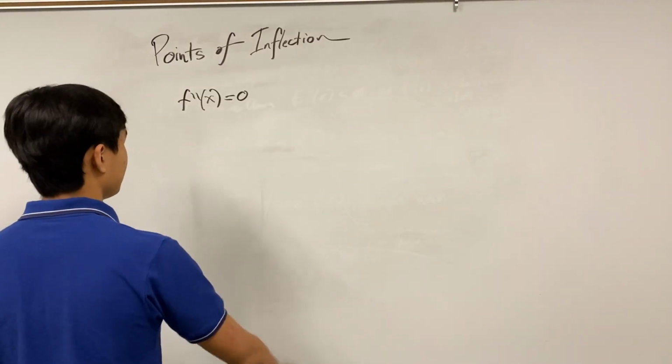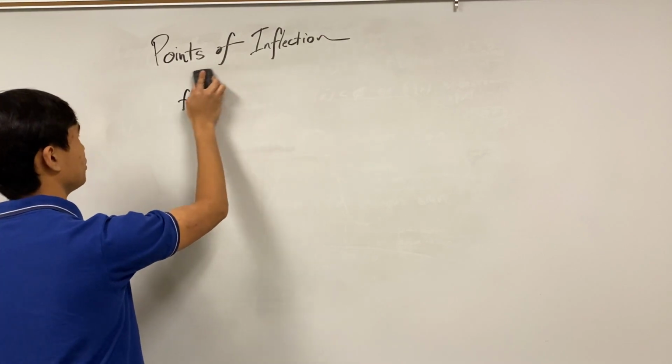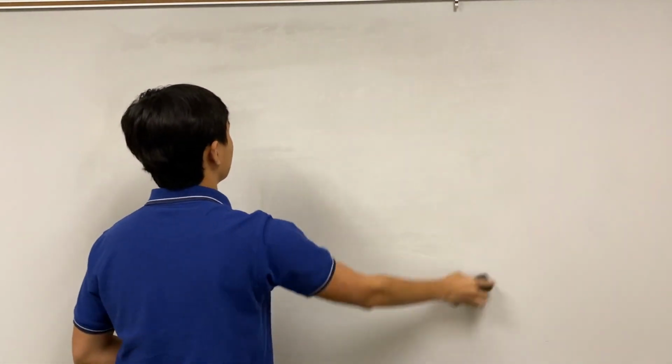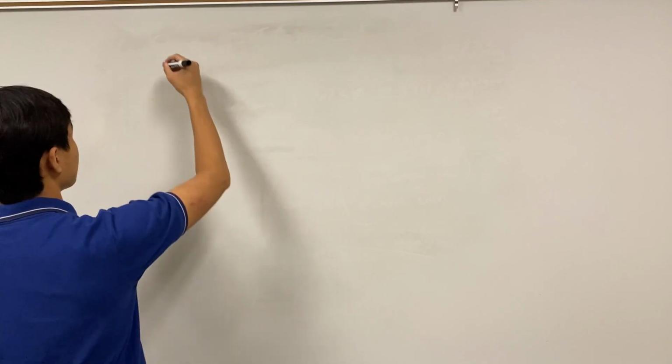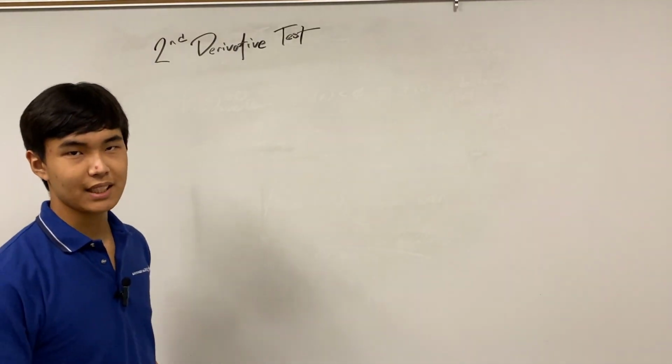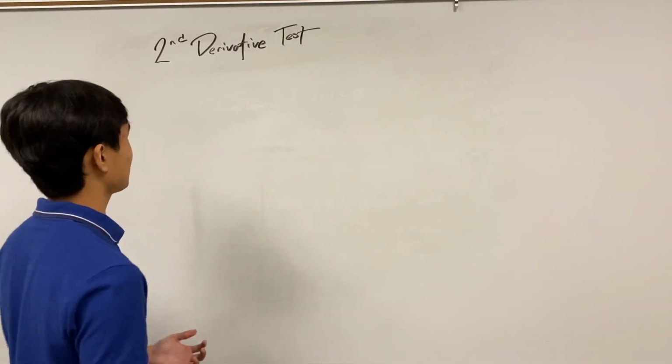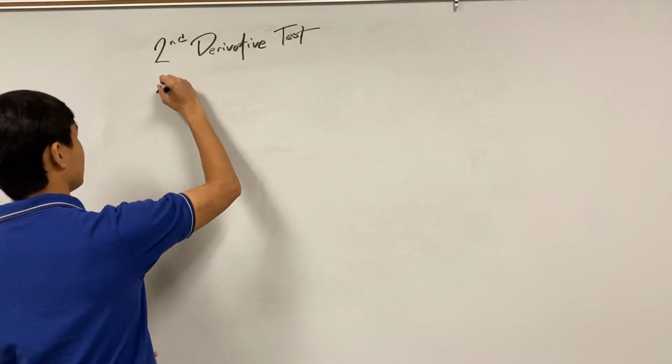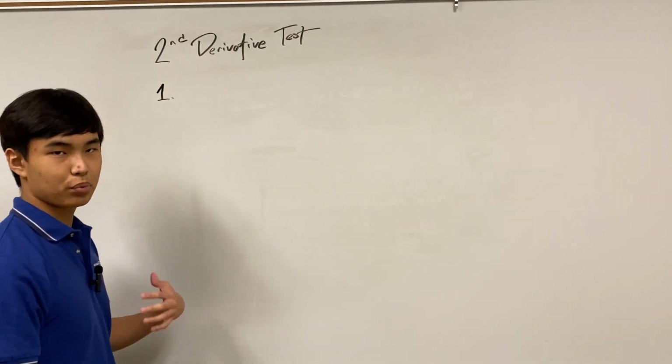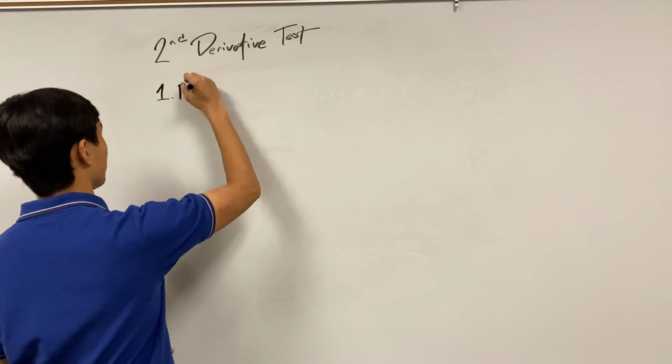All right, and this is a nice way to go to the second derivative test. Like the first derivative test, I'll walk you through how to do the second derivative test. So here, instead of finding the critical values, we're going to find the points of inflection.